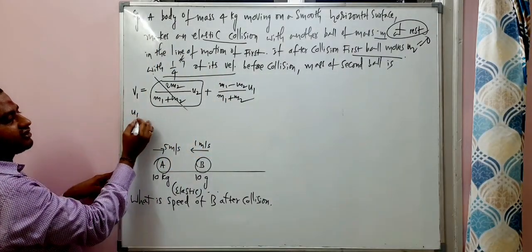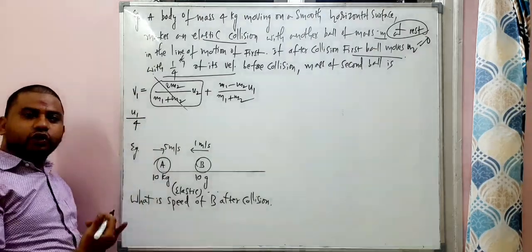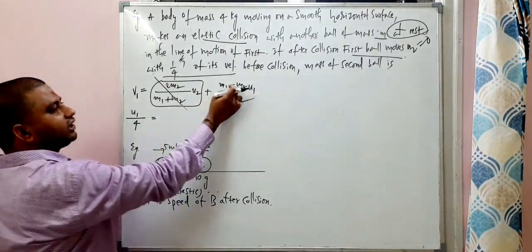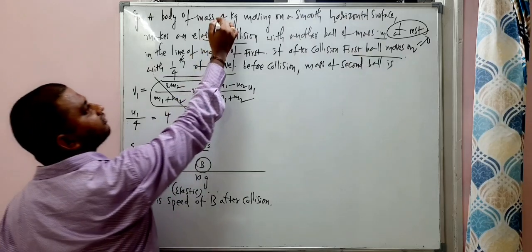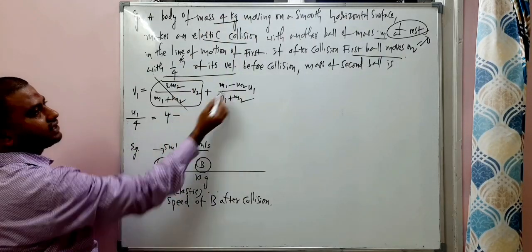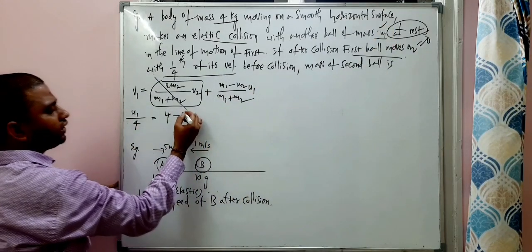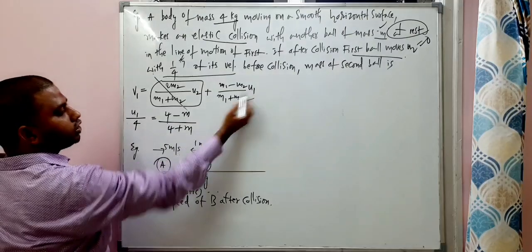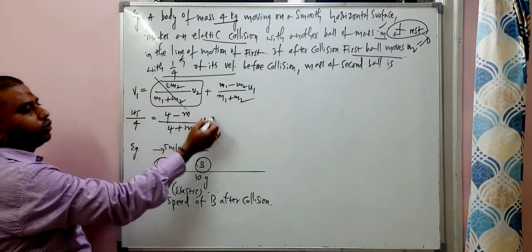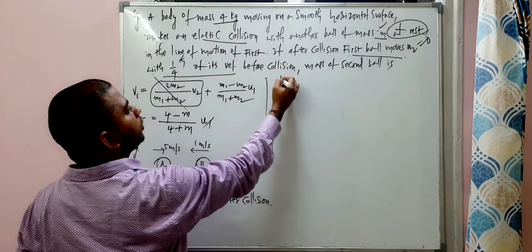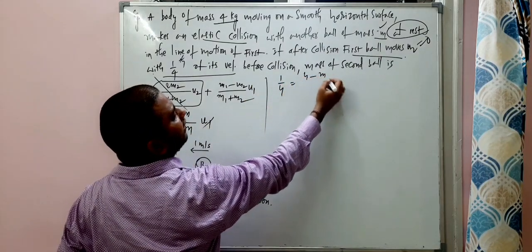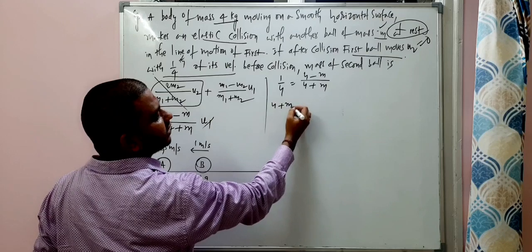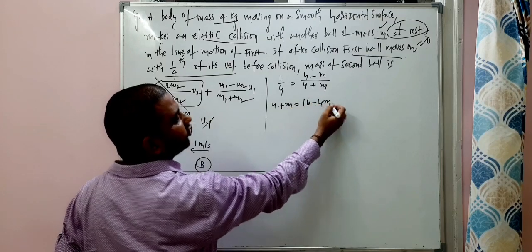Initial velocity of the first body is u1, after the collision it's moving with u1 by 4, which is equal to, and here m1, the first body mass, is 4 kg, minus the second body mass, which is just m, divided by 4 plus m, into u1. So u1 cancels here. So what to do now? 1 by 4 is equal to 4 minus m by 4 plus m. Just the cross multiplication. 4 plus m is equal to 16 minus 4m.